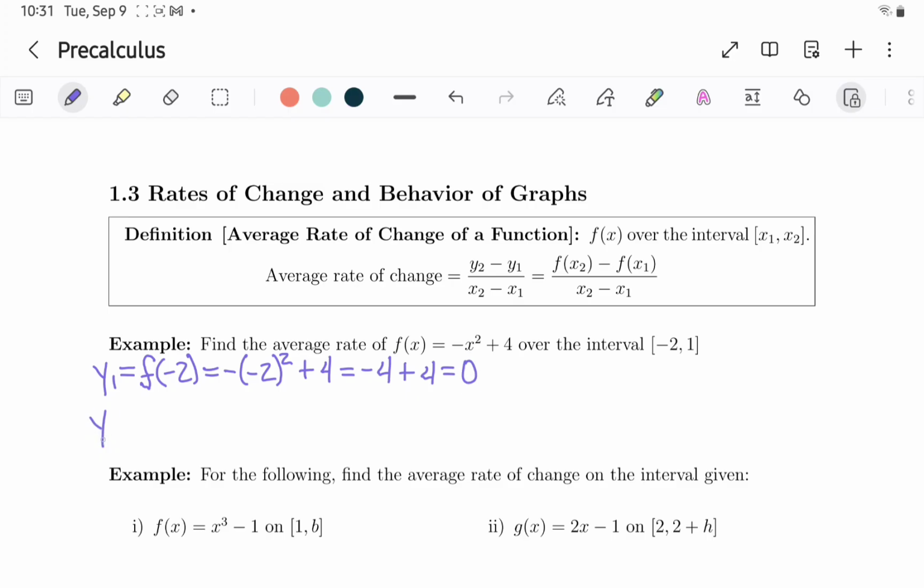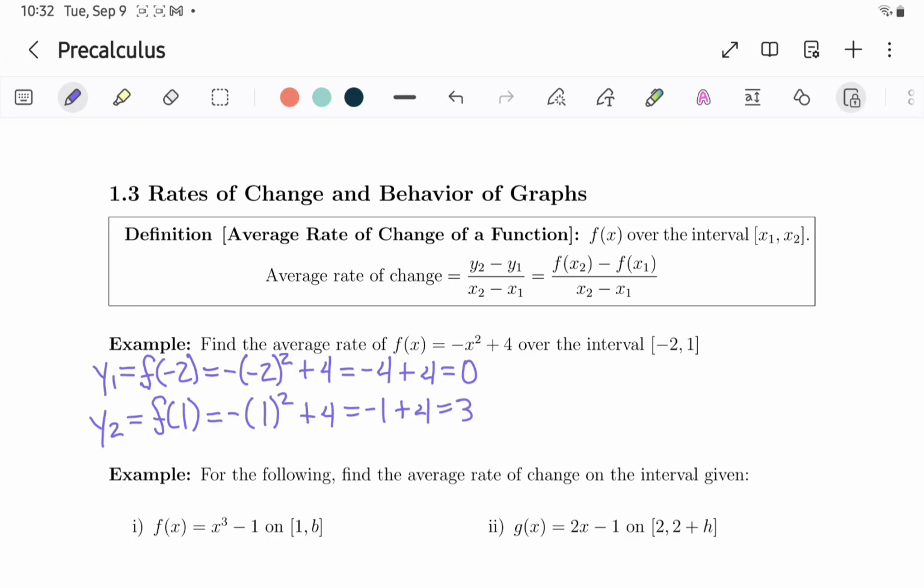And then we want our y sub 2. This is going to be equal to f of 1, again because here our x2 is going to be that right endpoint, x equals 1. So f of 1 is going to be equal to minus, in parentheses, throw the 1 in there for x, squared plus 4. So 1 squared is, of course, going to be 1, and then we still have that minus out in front, so we have minus 1 plus 4, which is going to be equal to 3.